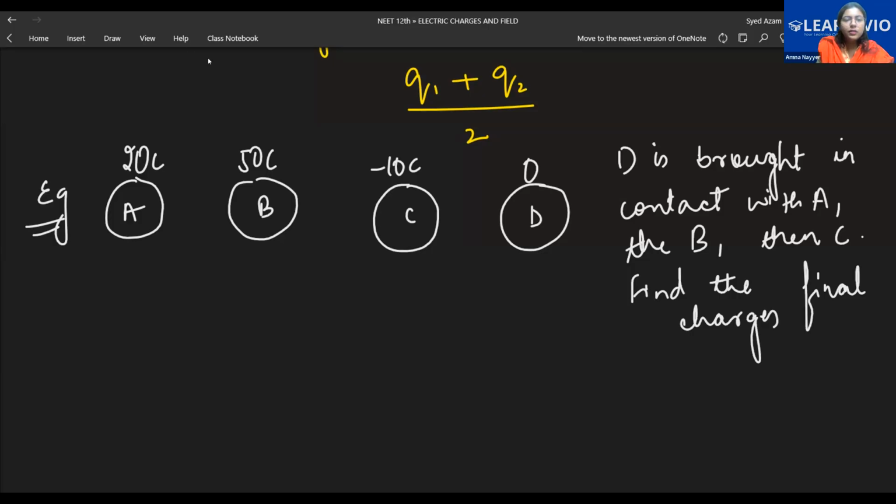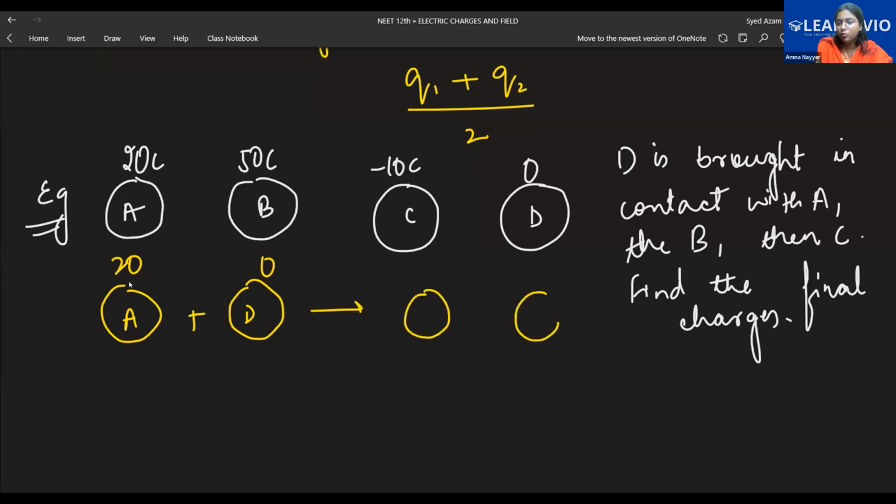So look, A and D are brought in contact first, right? D comes in contact with A. So this is A, this is D. A is 20, D is 0. So see, Q1 plus Q2 divided by 2. 20 plus 0 divided by 2 is 10. This becomes 10, this receives 10 coulomb. Now D is not chargeless like it was initially. Initially it had the charge 0, but now the charge is 10.